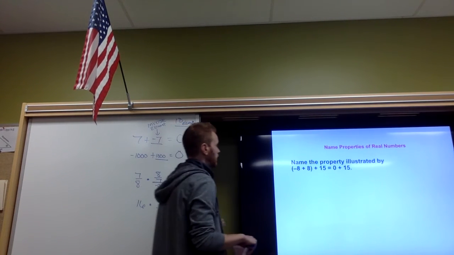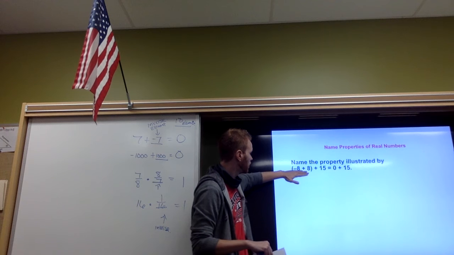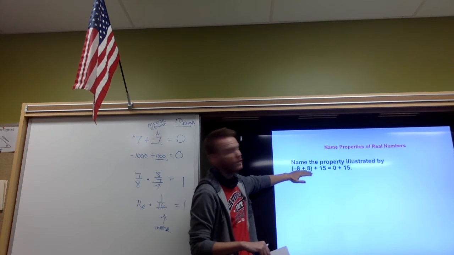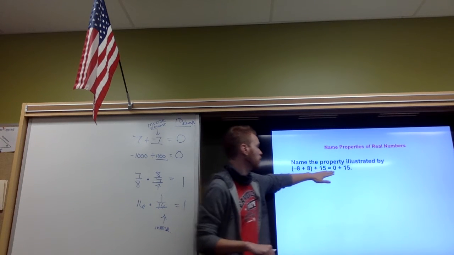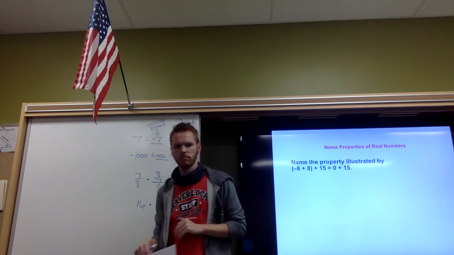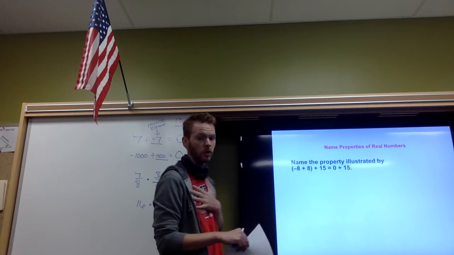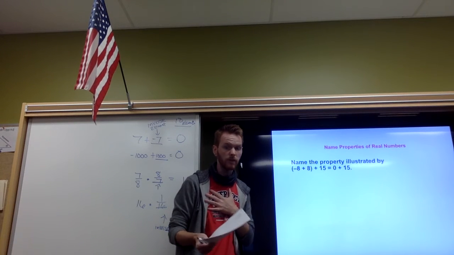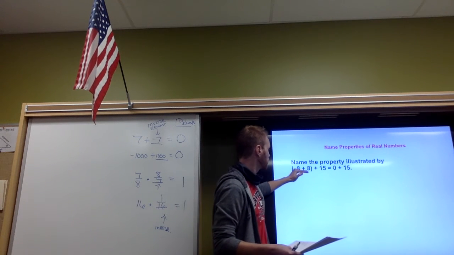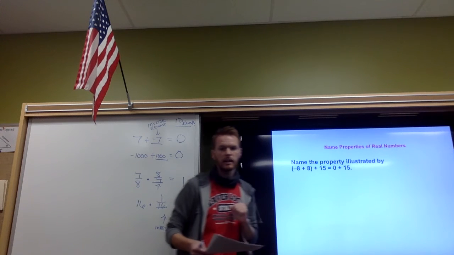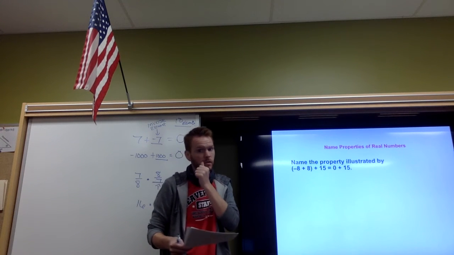So name the property being illustrated. As you can see, they have -8, they added 8 to it, plus 15, and we got 0 plus 15. What did they do? Well, to me, it looks like they did the inverse, right? The inverse gives you the identity element. For addition, it's 0.